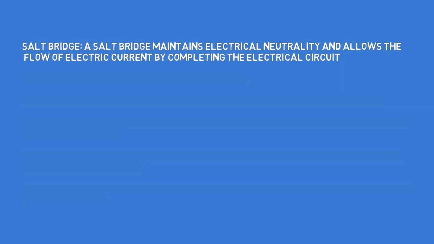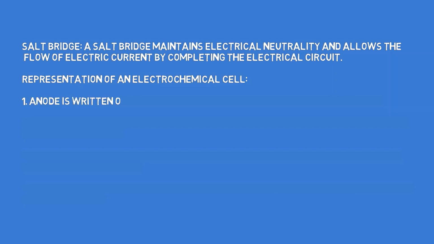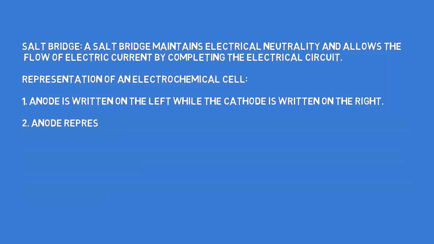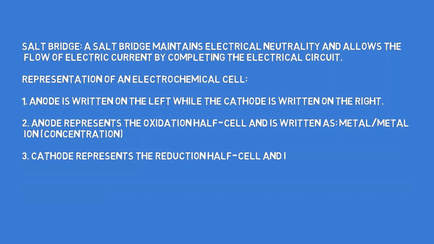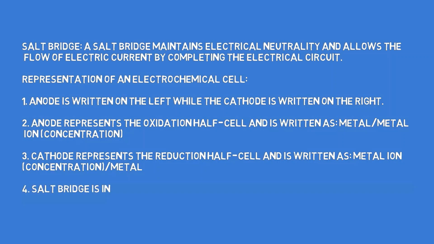Representation of an electrochemical cell. The anode is written on the left while the cathode is written on the right. The anode represents the oxidation half cell and is written as metal | metal ion concentration. The cathode represents the reduction half cell and is written as metal ion concentration | metal. The salt bridge is indicated by placing double vertical lines between the anode and the cathode.